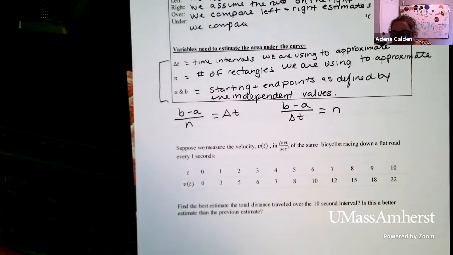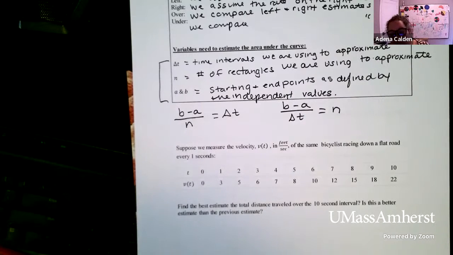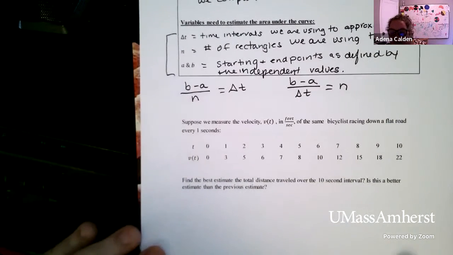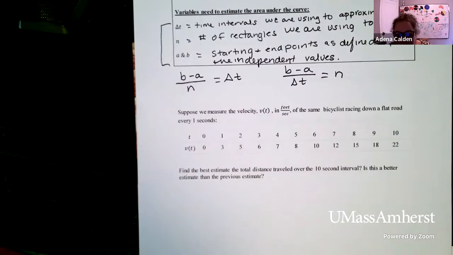So we want to do the same thing we did on the last table. We want to find the left-hand estimate. We want to find the right-hand estimate. And then we want to use that to find the best estimate of the total distance traveled over the 10 seconds. I want you to take the time to do the same process, and then compare that to what we found when we were calculating every 2 seconds. Think about the question: is this a better estimate than the previous estimate, or a worse estimate? I'm going to give you about 2.5 to 3 minutes. See if you can get that set up, and then we're going to go through it together.